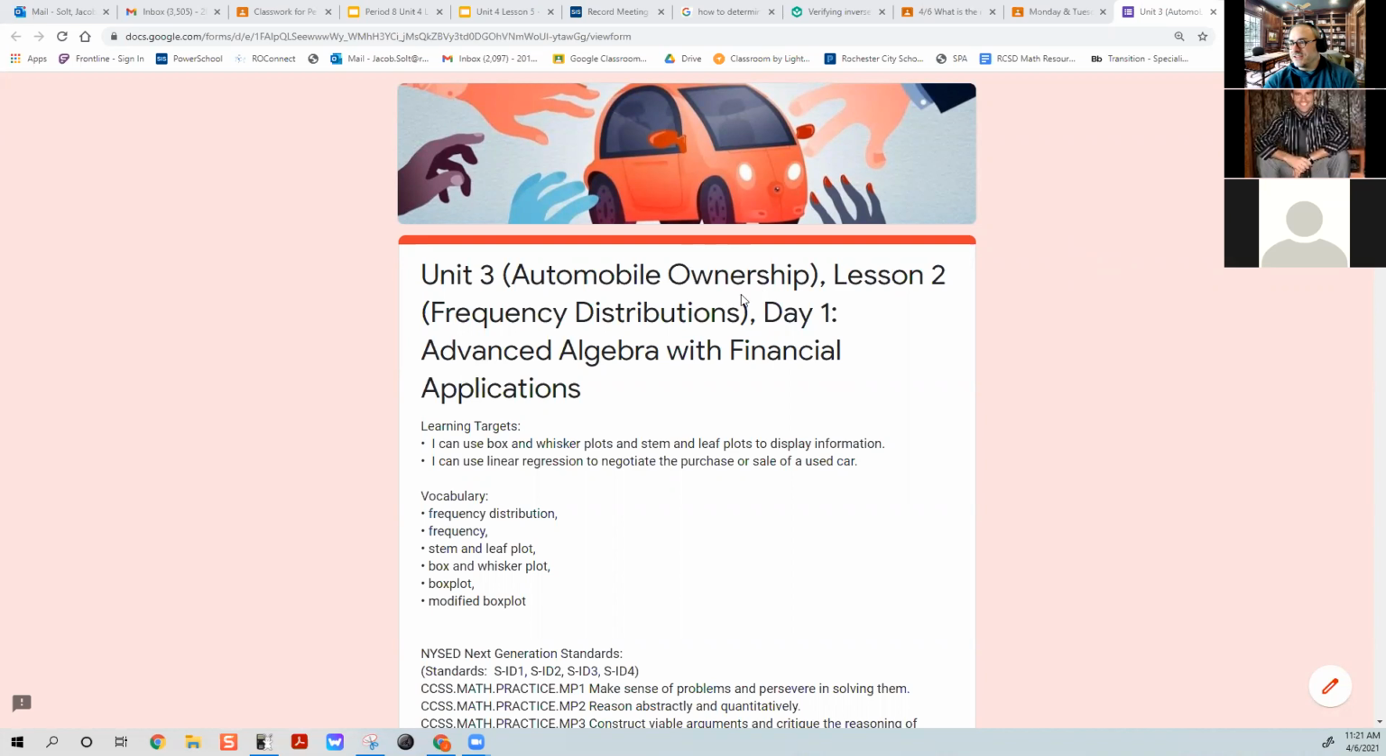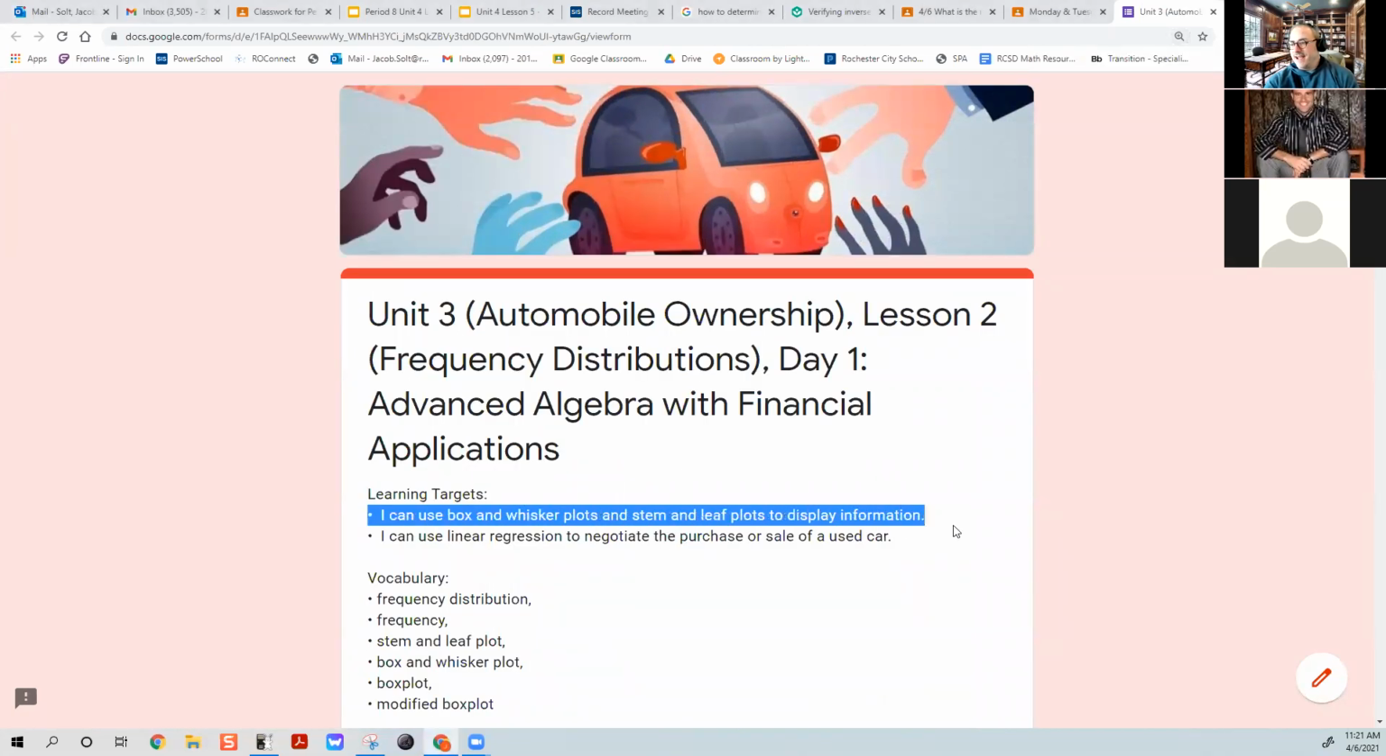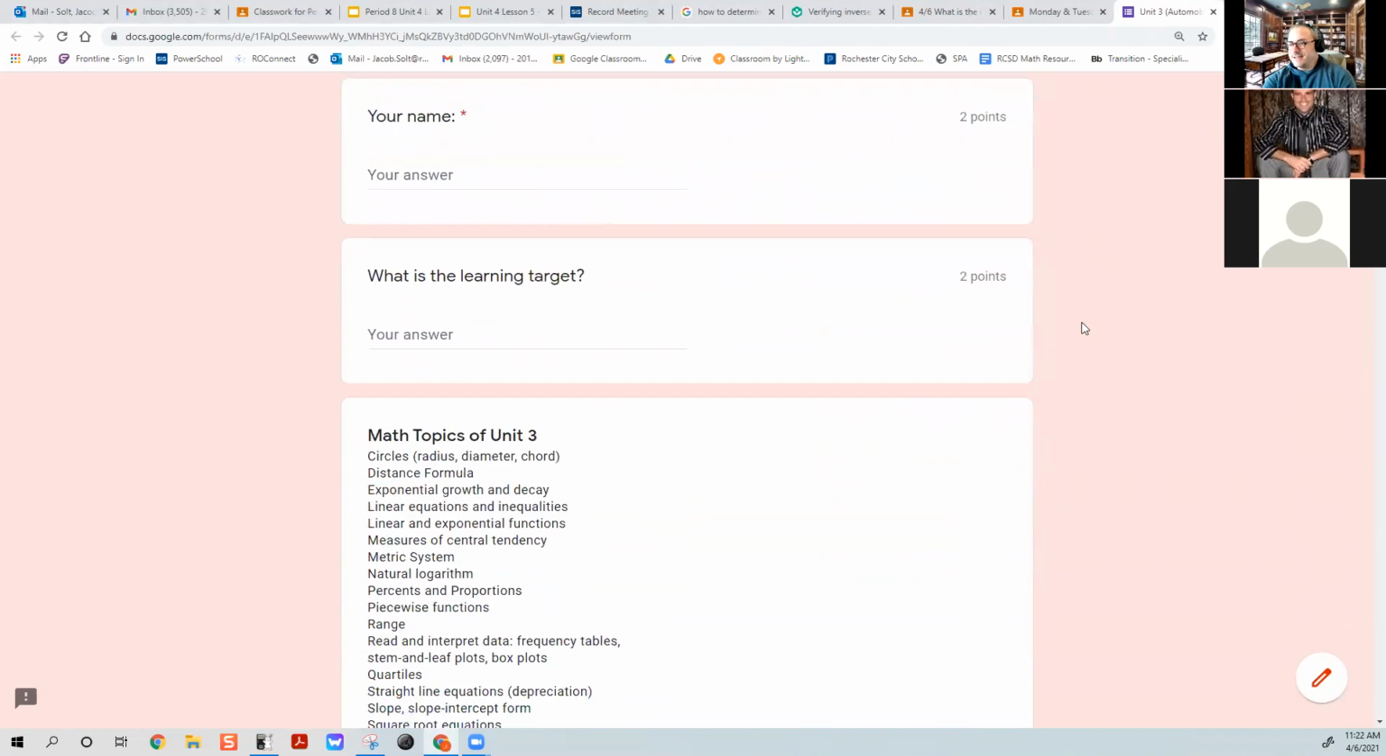All right. So we are still working on day one. We have two learning targets. The one learning target: I can use a box and whisker plot and stem and leaf plots to display information. We talked about the stem and leaf plots yesterday, that's in the video from yesterday, and we're going to be talking about box and whisker plots today. And then on Thursday, we'll do linear regression. Okay, so those were the learning targets.